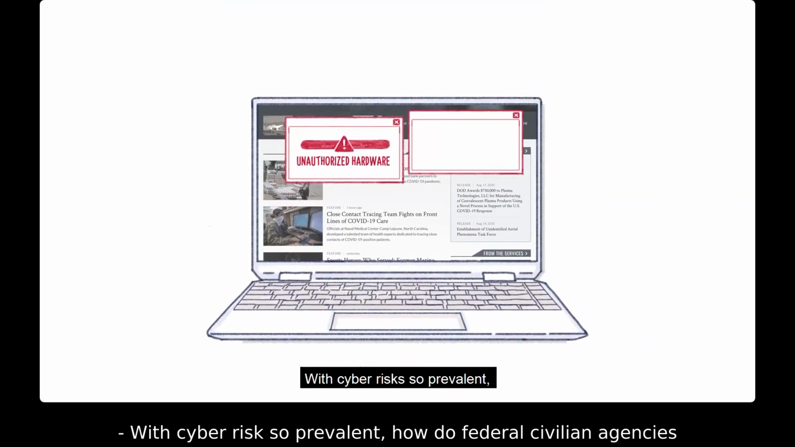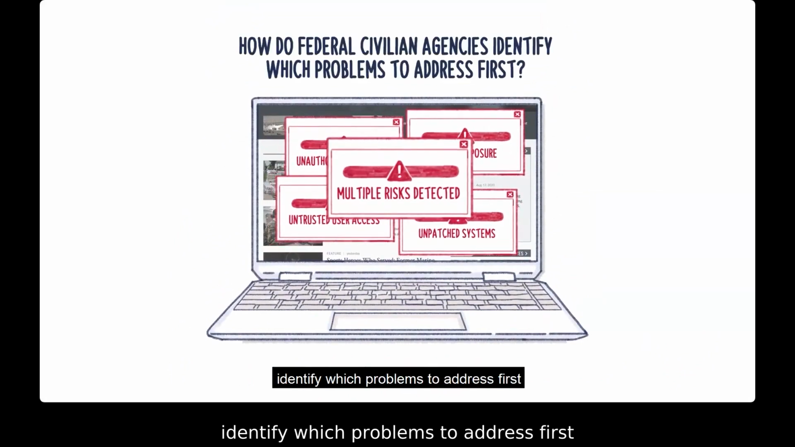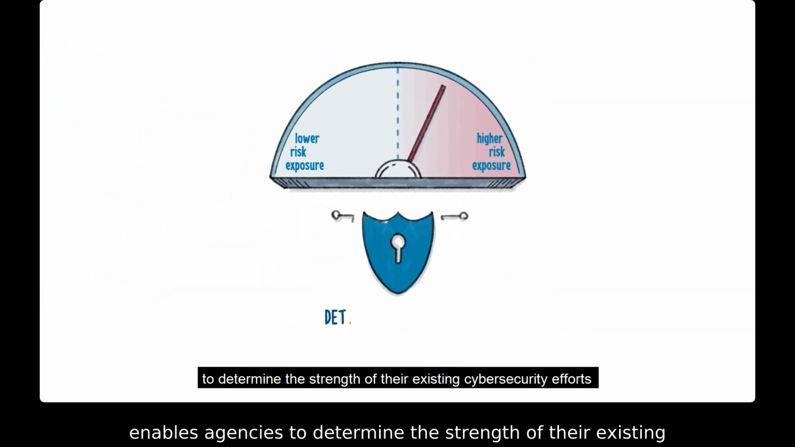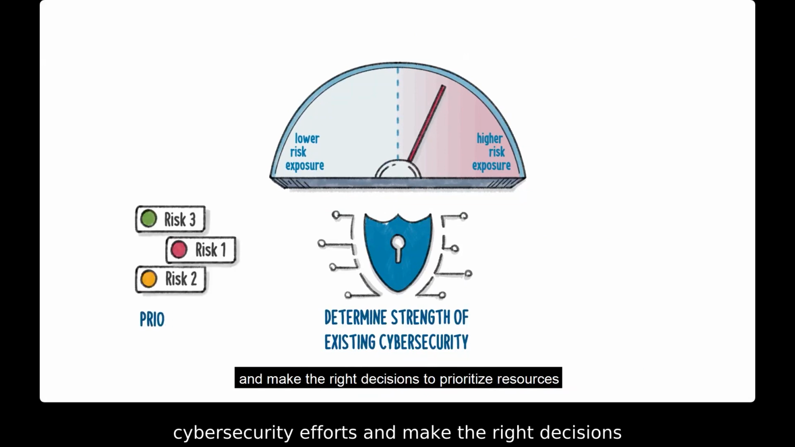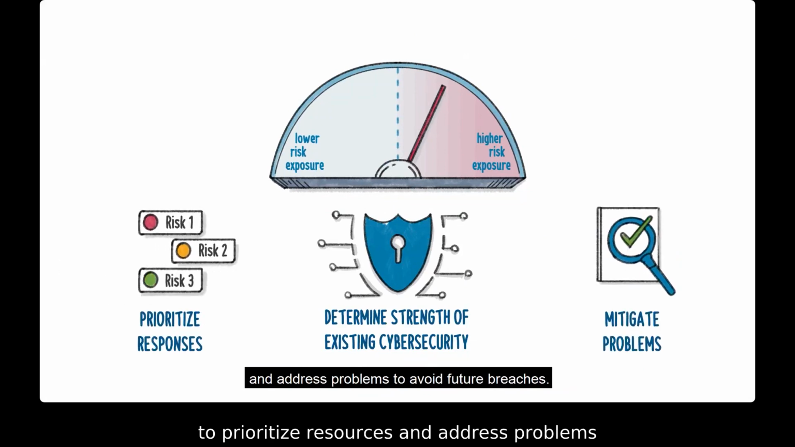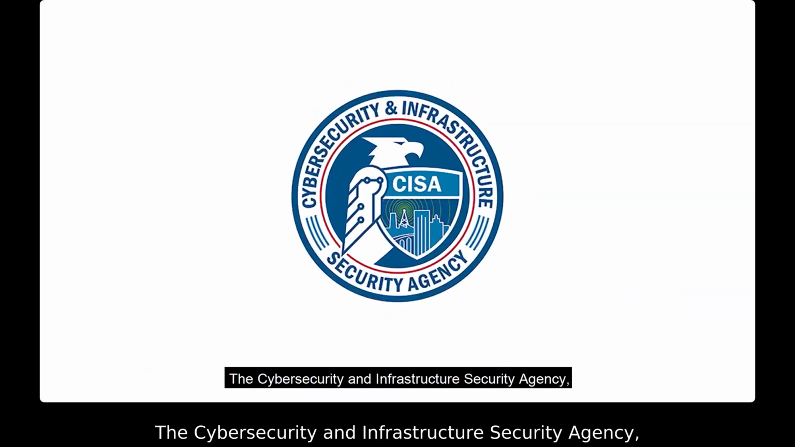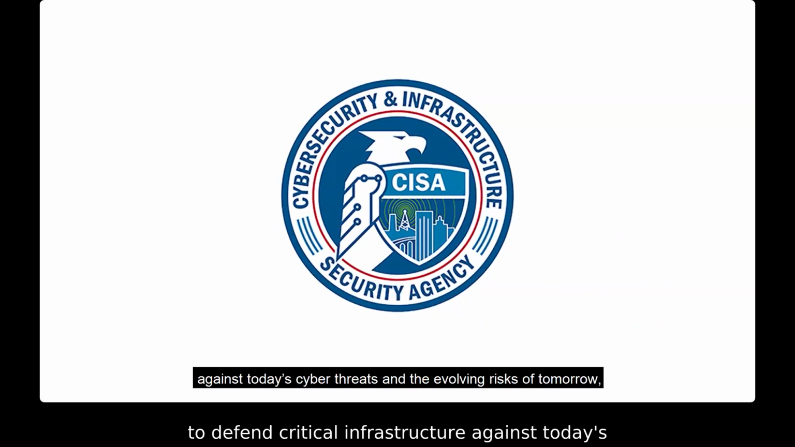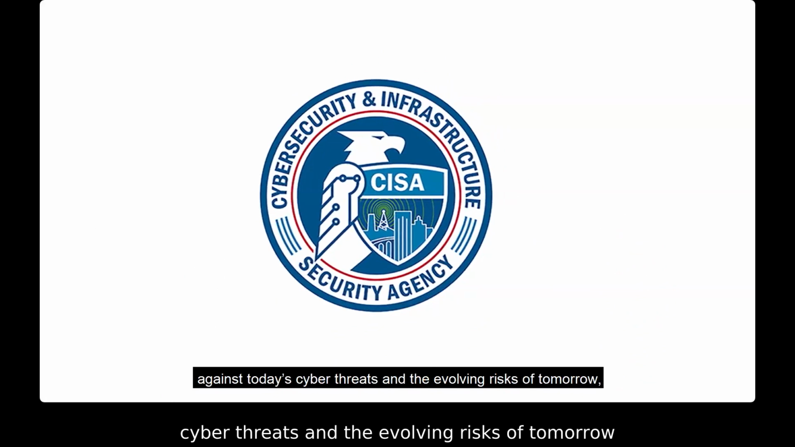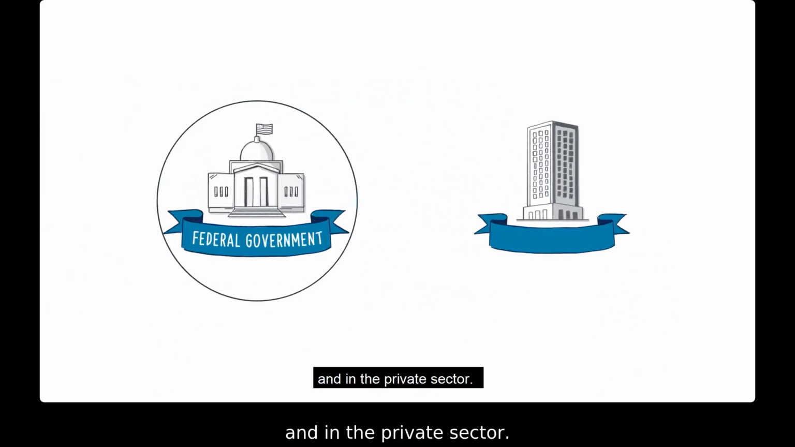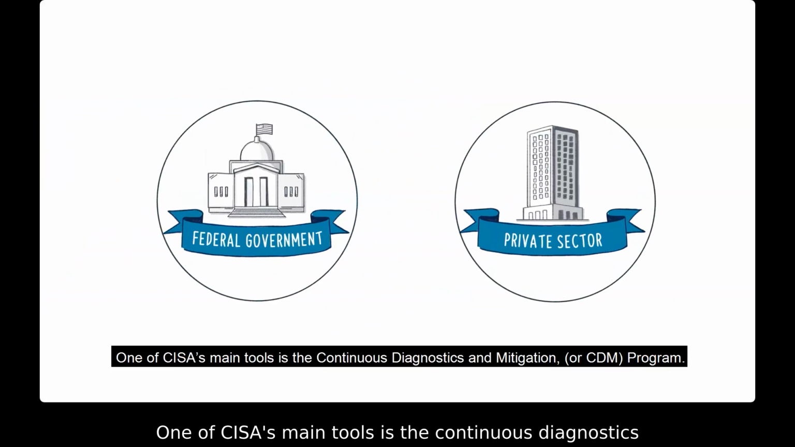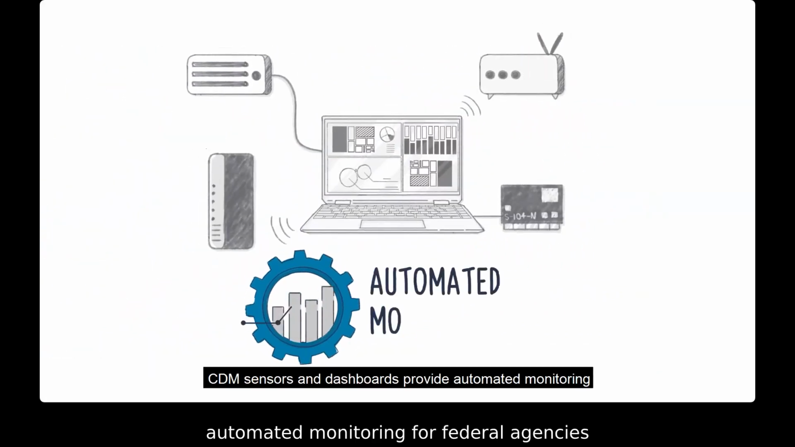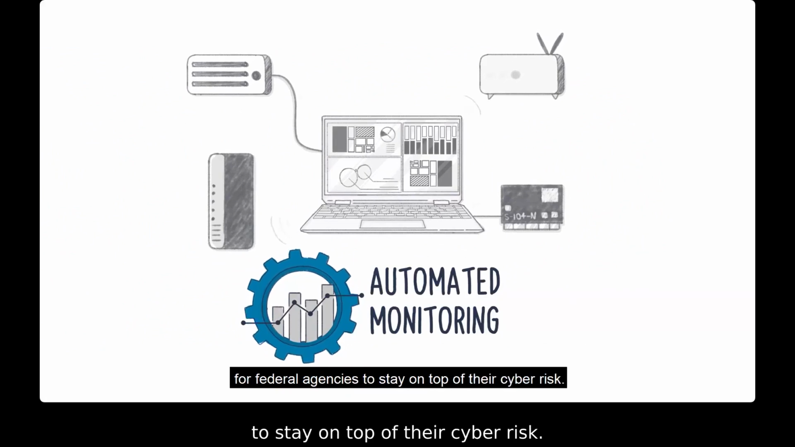With cyber risks so prevalent, how do federal civilian agencies identify which problems to address first to protect their systems and data? Understanding their level of risk enables agencies to determine the strength of their existing cybersecurity efforts and make the right decisions to prioritize resources and address problems to avoid future breaches. The Cybersecurity and Infrastructure Security Agency, or CISA, leads the national effort to defend critical infrastructure against today's cyber threats and the evolving risks of tomorrow. By working with partners across the federal government and in the private sector, one of CISA's main tools is the Continuous Diagnostics and Mitigation, or CDM program. CDM sensors and dashboards provide automated monitoring for federal agencies to stay on top of their cyber risk.